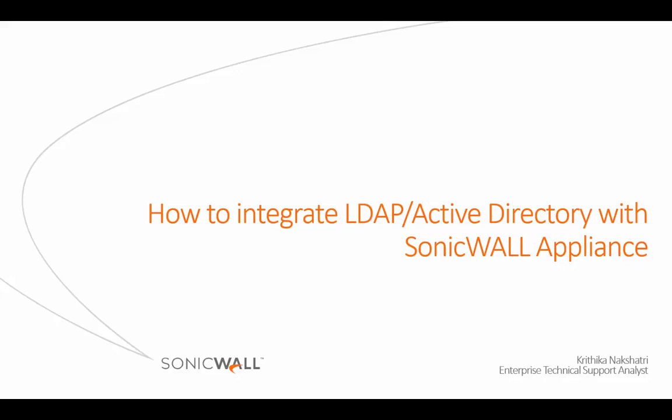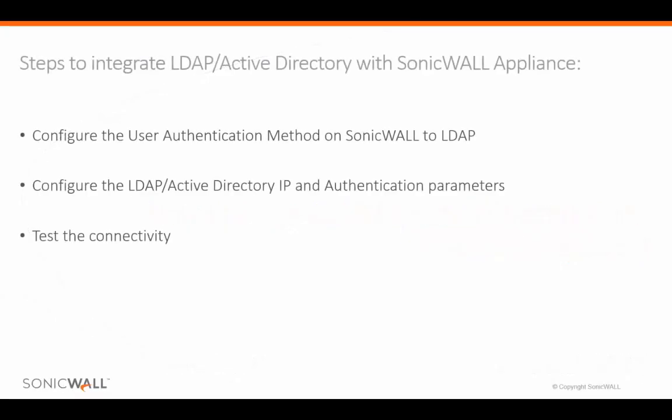Today, we will demonstrate how to integrate LDAP or Active Directory with the SonicWall appliance. To integrate LDAP or Active Directory with the SonicWall appliance, we need to first configure the user authentication method on SonicWall to LDAP. We then configure the LDAP or Active Directory IP and authentication parameters. Finally, we test the connectivity between the SonicWall and the LDAP.